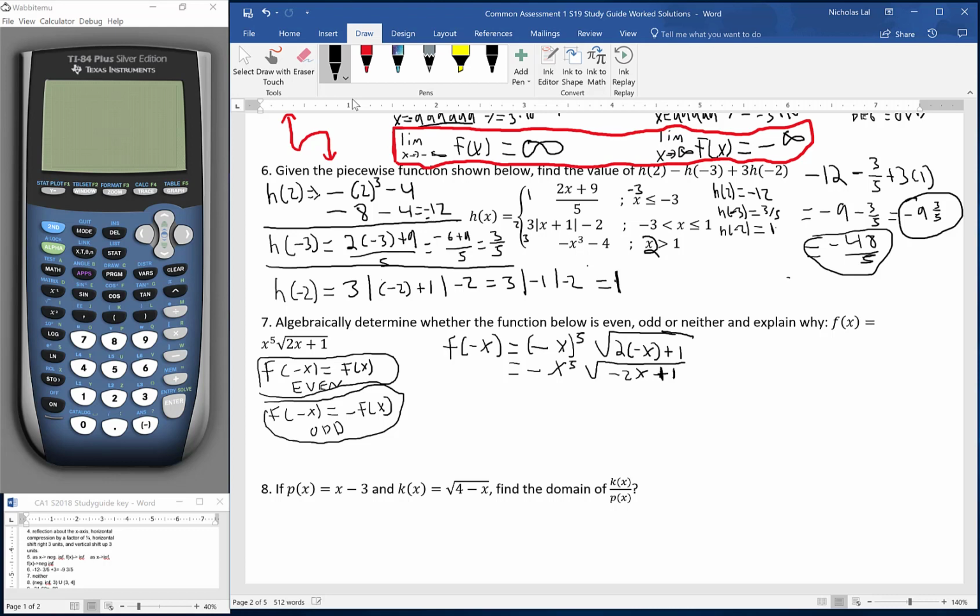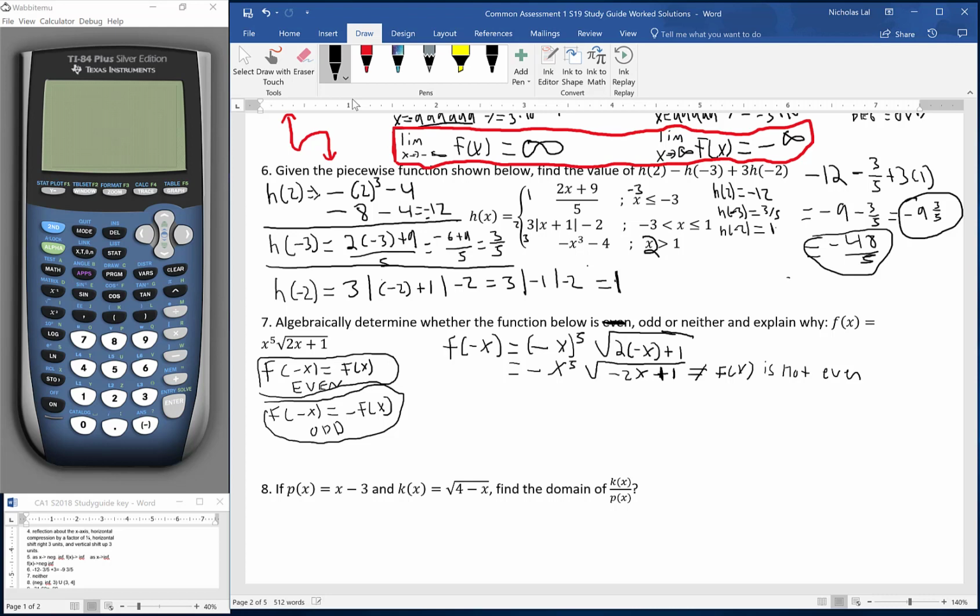And first of all, I see that this term is not equal to f of x. Because this f of negative x does not equal x to the fifth times the square root of 2x plus 1. This does not equal f of x. If f of negative x does not equal f of x, then f of x is not even, okay? So we can eliminate the function being even here.